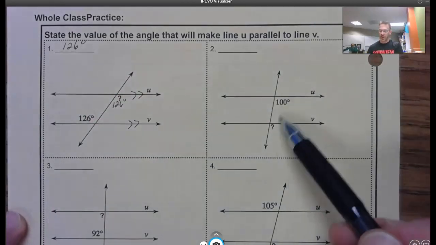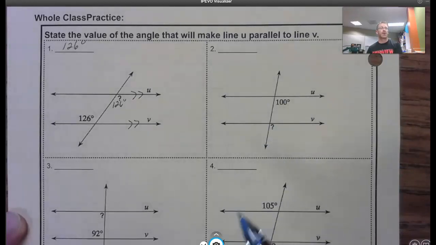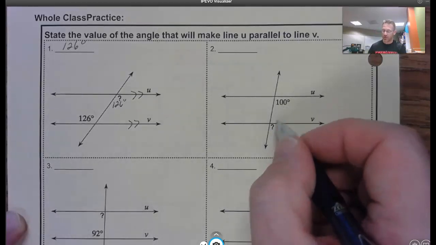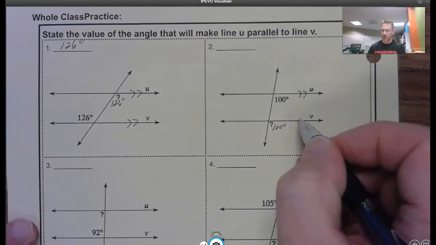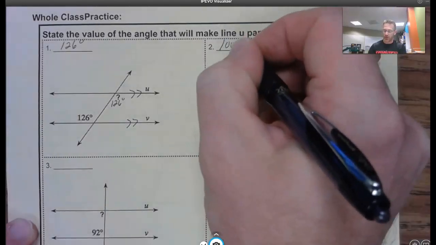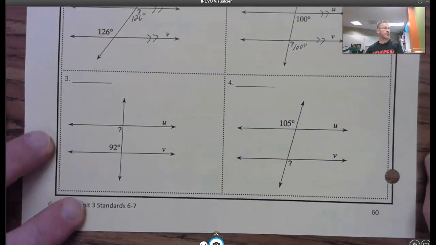All right, so we were talking about these two angles. Okay, so once again, what kind of angles do we have? They are corresponding. And we want corresponding angles to be congruent. So these two angles both need to be 100 degrees in order for U and V to be parallel. So that would be that angle. All right, let's just move down to 3 here and 4.